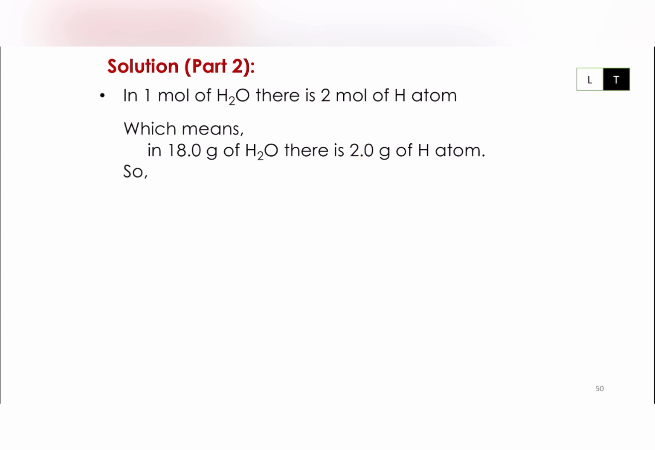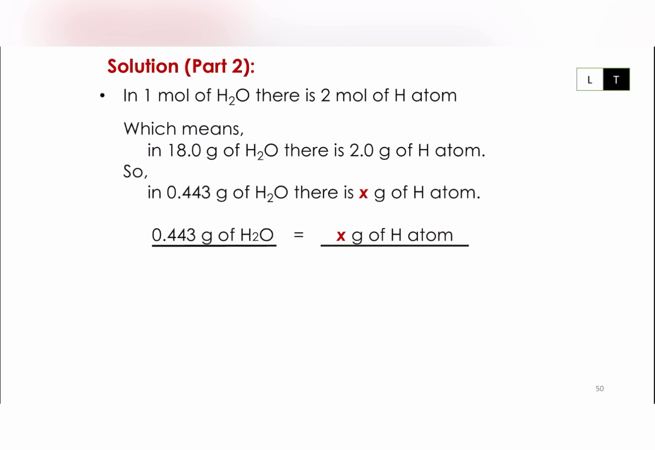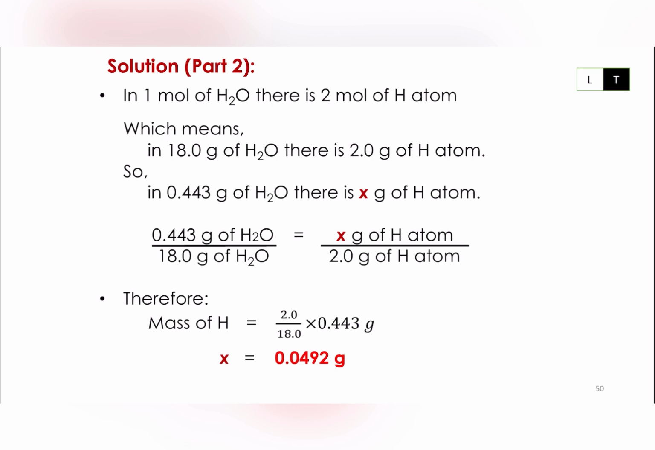Now, in order to get the mass of H atom, you are comparing based on H2O. So, based on the question, you got the mass of H2O which will be 0.443 gram. So, you want to find out the mass of hydrogen atom in this case. So, do the cross multiplication. You will have this value for the mass of hydrogen, which is 0.0492 gram. So settle for the mass of hydrogen.